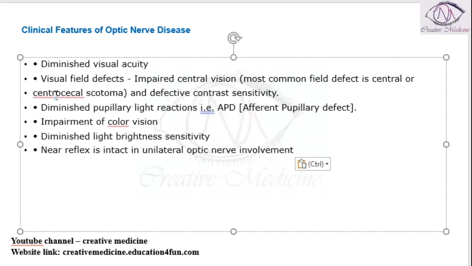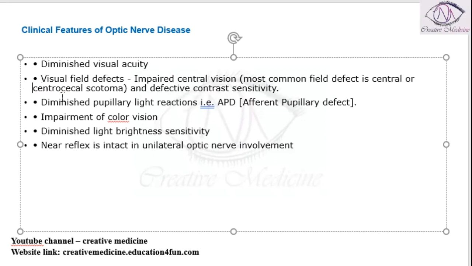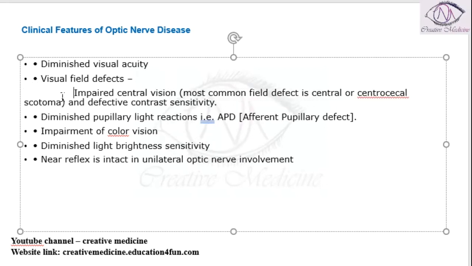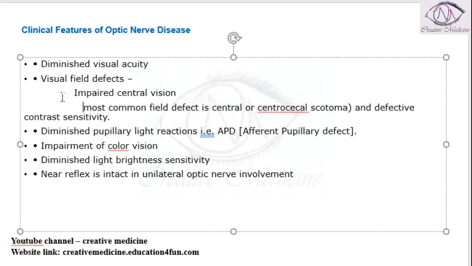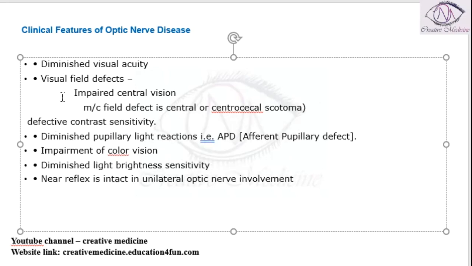We can see diminished visual acuity in the patient, along with visual field defects. If there are visual field defects, an impaired central vision defect may be seen. That means there can be a centrocecal scotoma or central scotoma, which is the most common visual field defect, with defective contrast sensitivity.